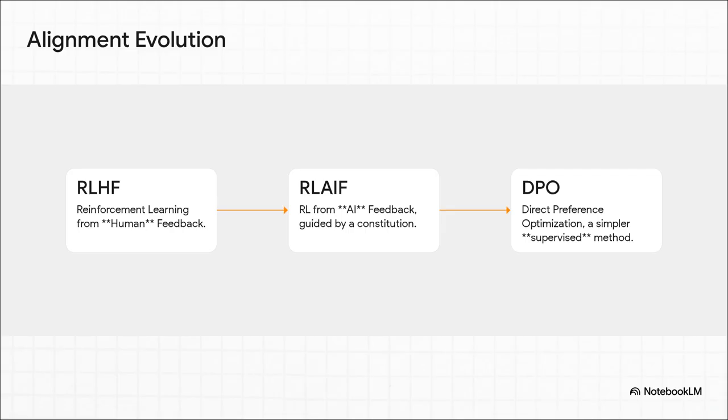So the next step was RLAIF, where you use another AI, guided by a constitution or set of rules, to provide the feedback instead. It's way more scalable. And even more recently, we've seen simpler methods like direct preference optimization, or DPO, pop up, which can get you similar results without all the complexity.